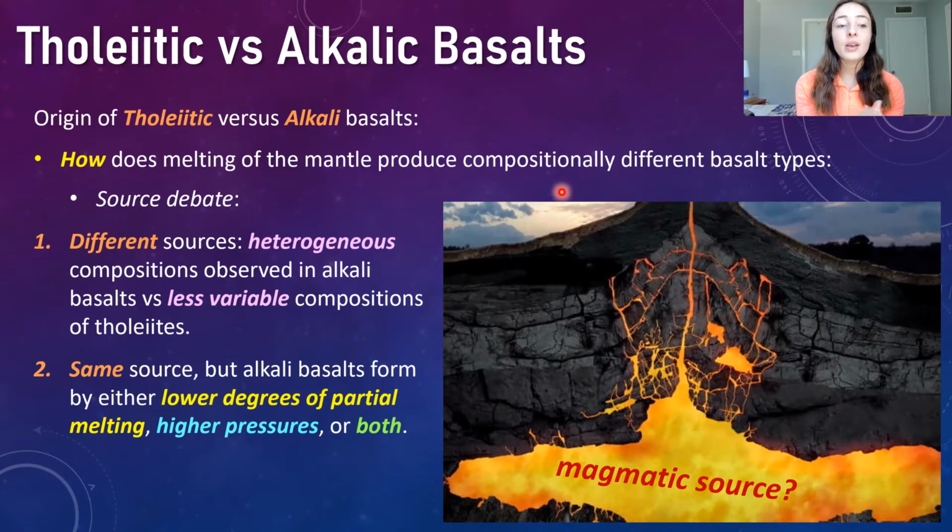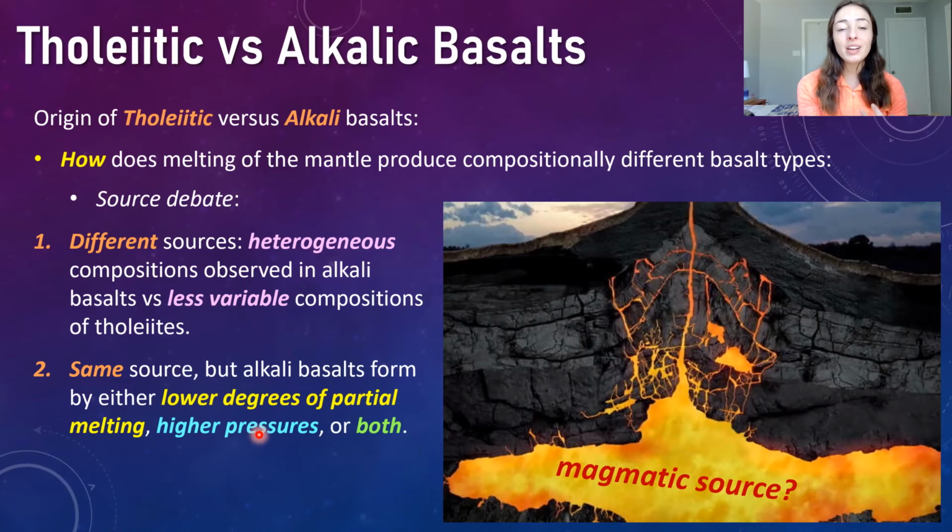This is the debate regarding what magmatic source alkali basalts come from and what magmatic source tholeiitic basalts come from, because some people think that because they're systematically different in composition, that means there are two different sources of these two different basalt types. And this would explain the more heterogeneous compositions observed in alkali basalts versus the less variable compositions observed in tholeiites. But there's growing evidence that it's not a different source. It's actually the same magmatic source that causes both types of basalts, but alkali basalts form by relatively lower degrees of partial melting and/or melting under higher pressures.